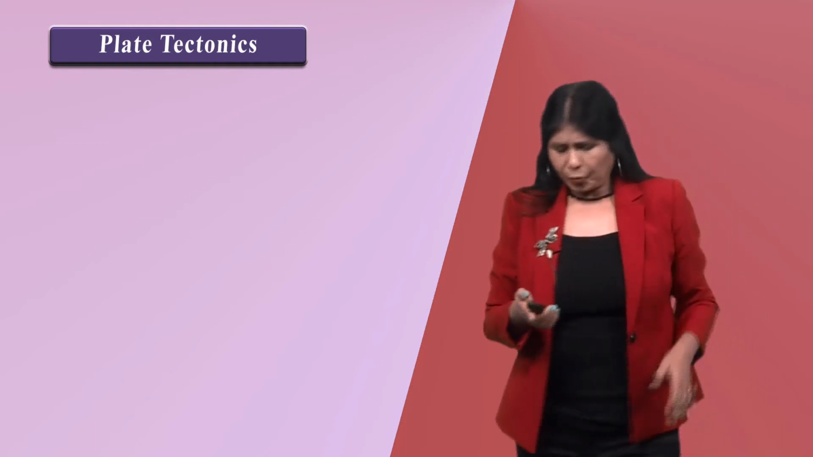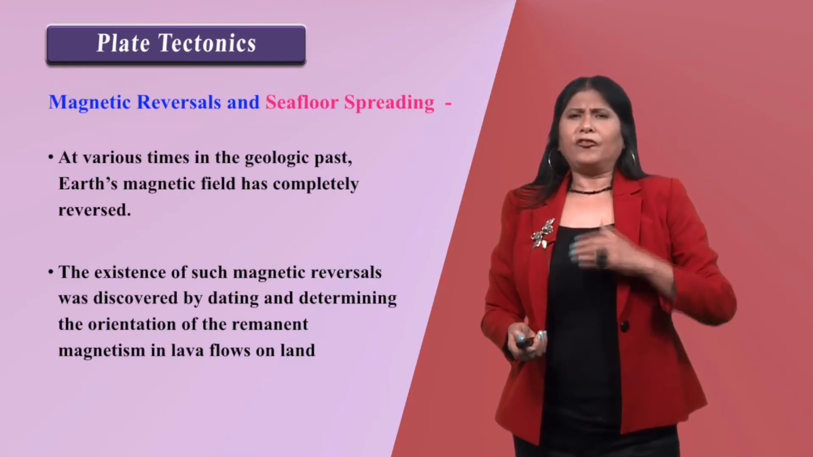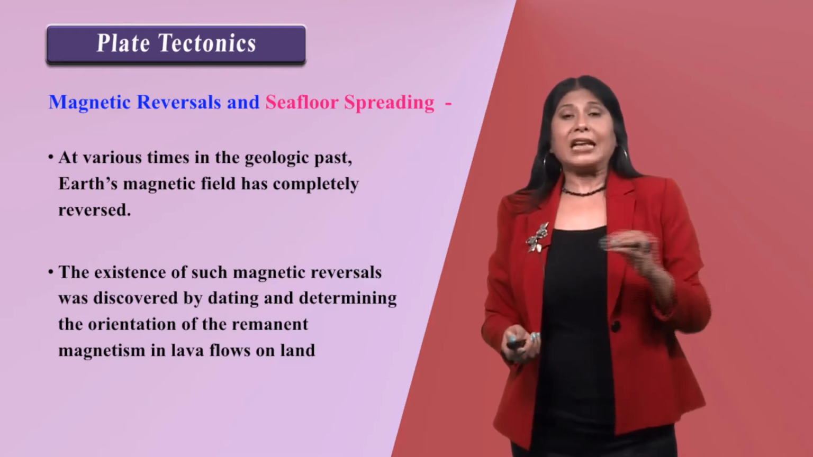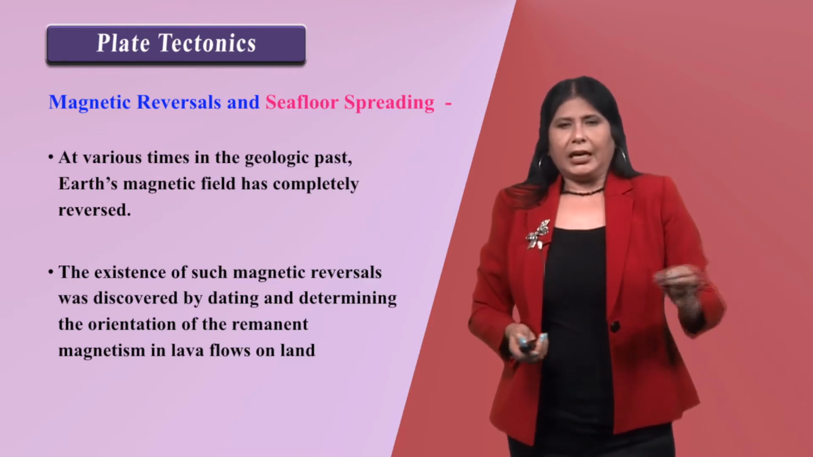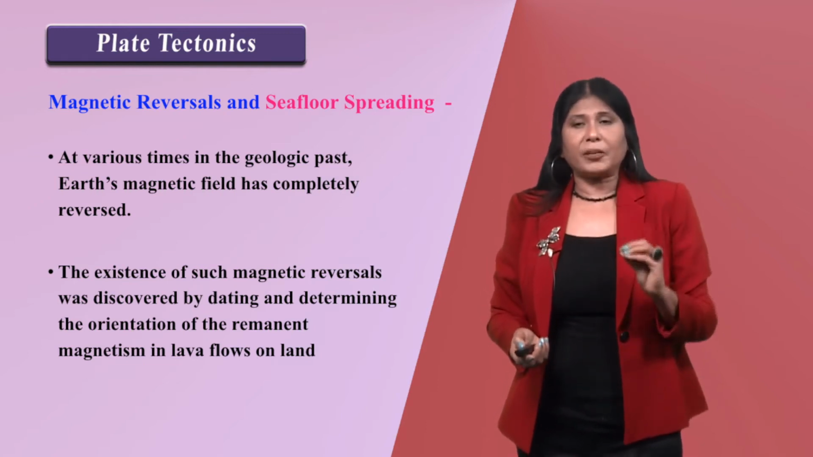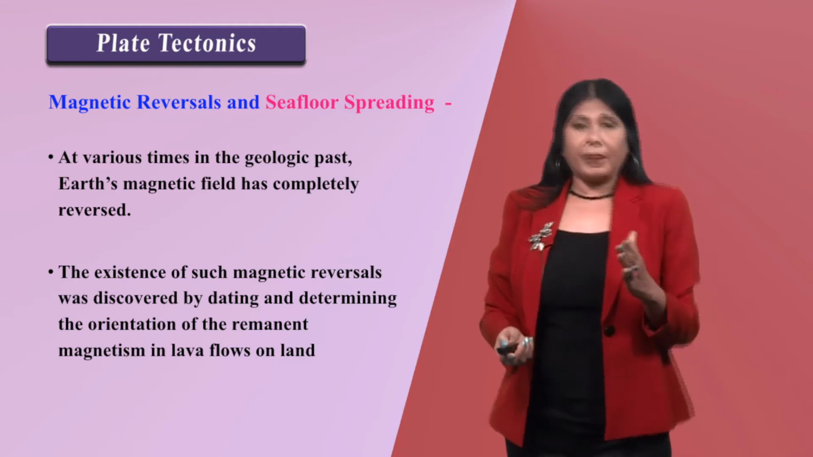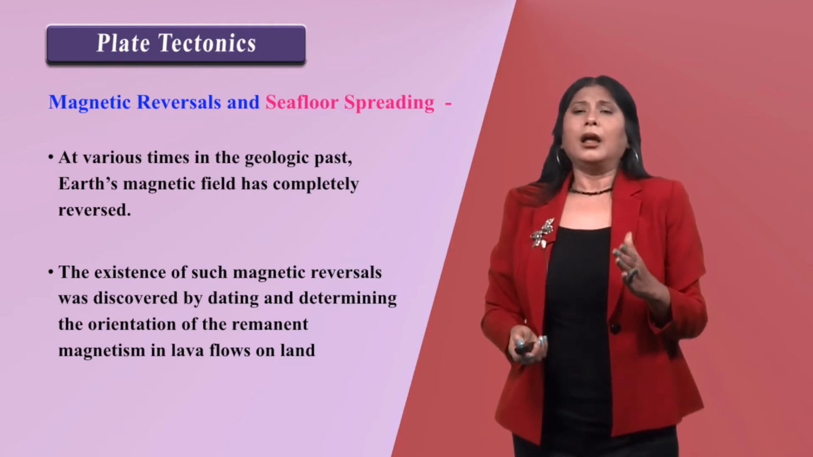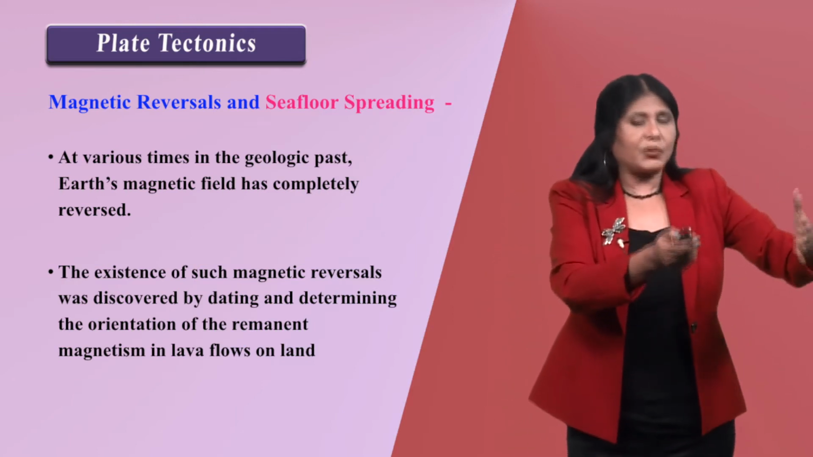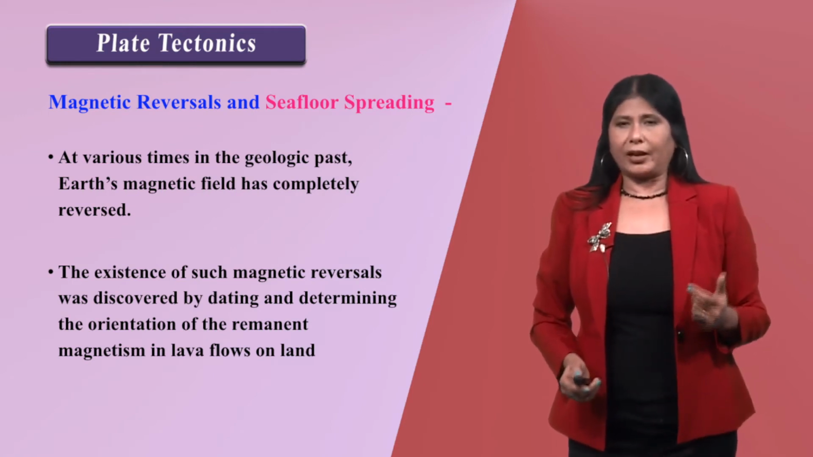How does it apply to plate tectonics? At various times in the geological past, Earth's magnetic field has completely reversed. The existence of such magnetic reversals was discovered by dating and determining the orientation of the remnant magnetism in lava flows on the land. So, like how we found those magnetic stripes on the ocean floor, they are even found on the land as well.